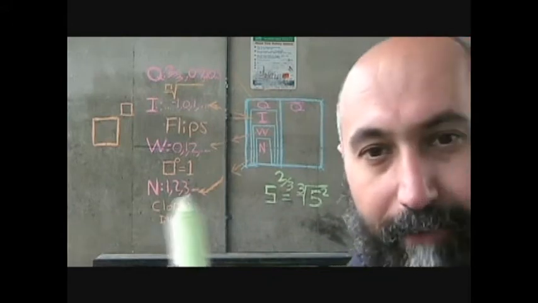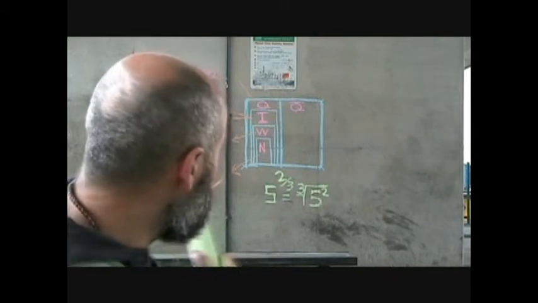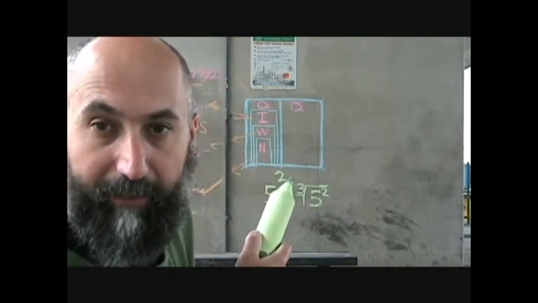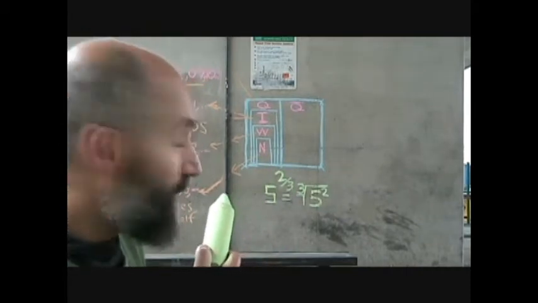So what do we got? Let me go over here. We got 5 to the power of 2 over 3. The way it works is that the 3 in the denominator moves to the radical in front of the 5, okay?